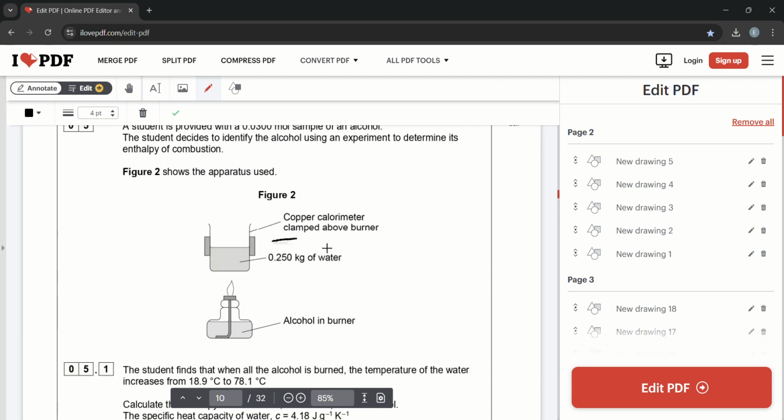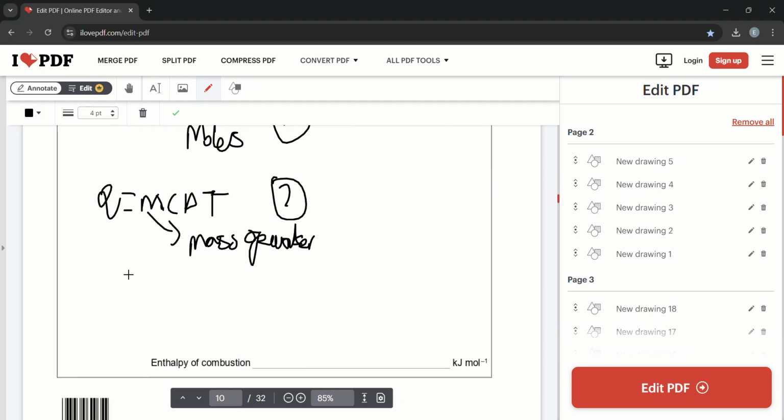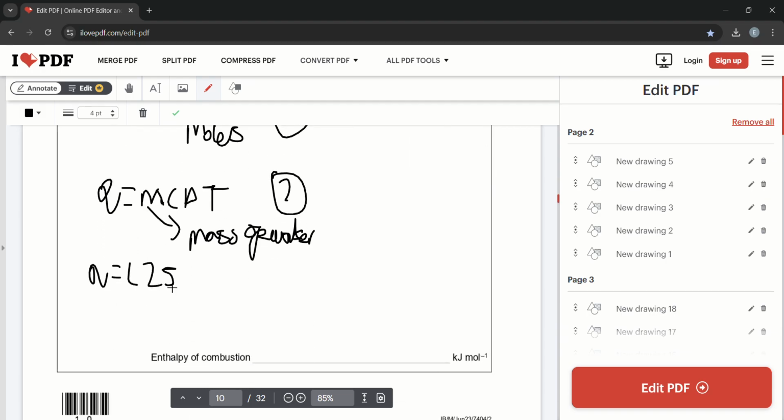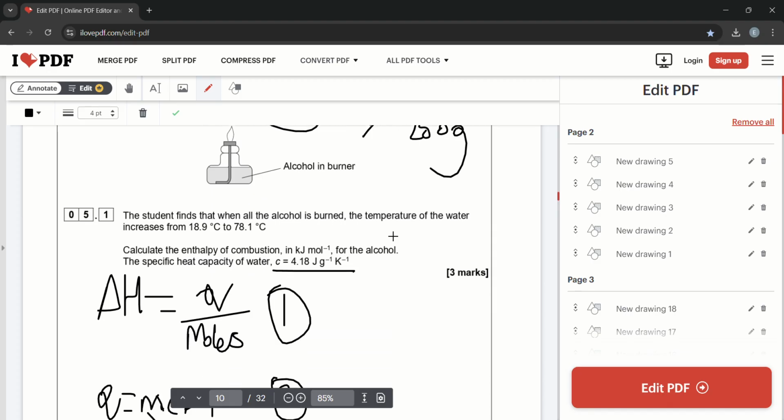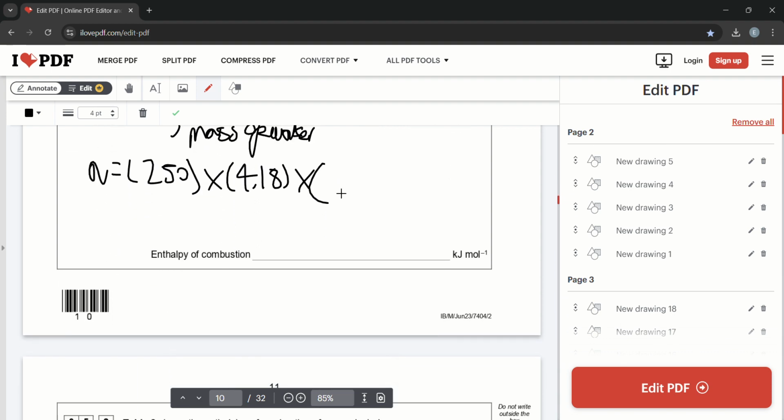It gives us a lot of information, but that is the mass of water, 0.250 kilograms. Obviously, we want the mass in grams, so it's going to be 250 grams. Kilograms to grams, times by 1,000. Pretty simple. So Q equals 250 times C, 4.18, times the temperature change. Temperature change is the difference between the final temperature and initial temperature: 78.1 minus 18.9, 59.2. Q will give me 61,864.